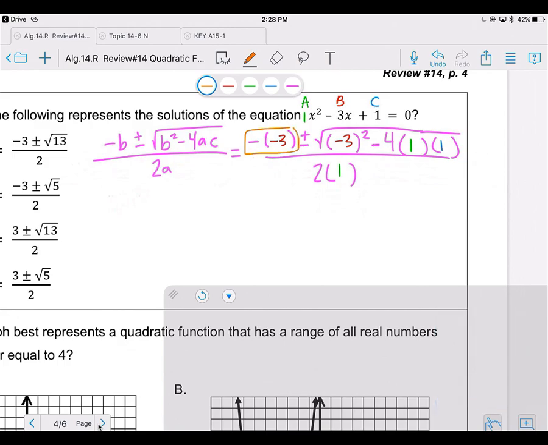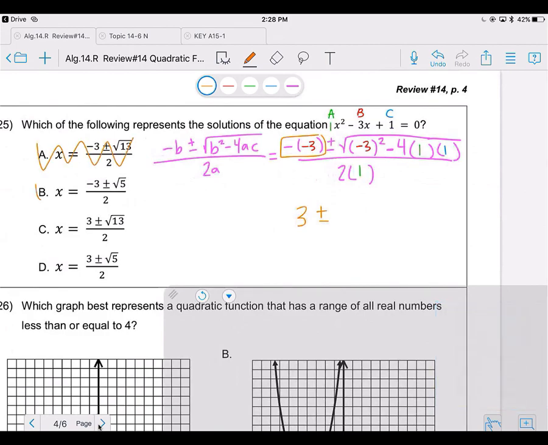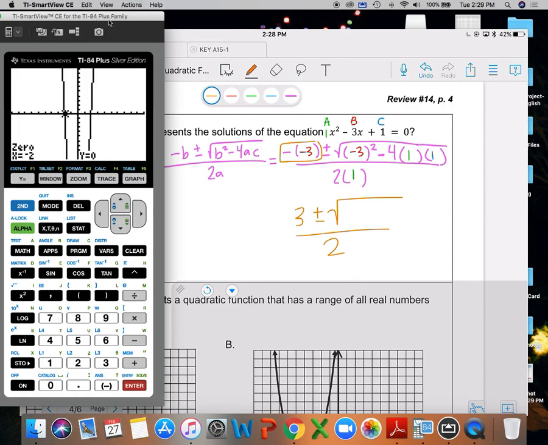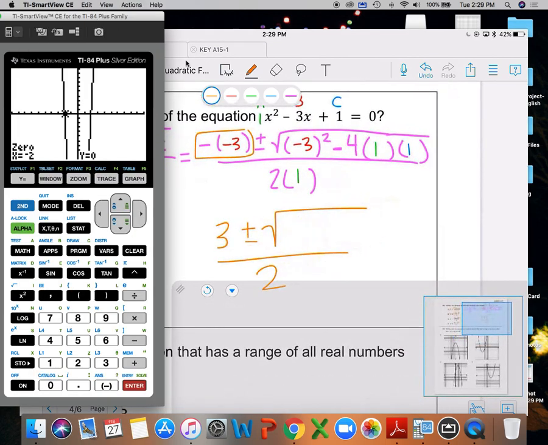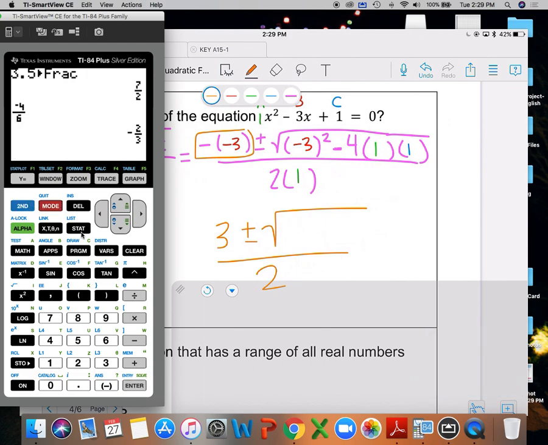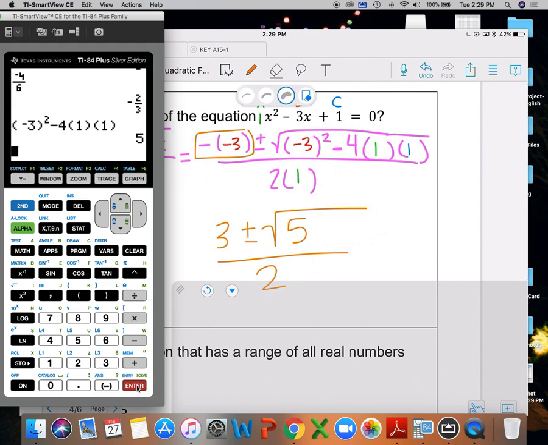So when I simplify, on the top, -3 is a +3, which means I can mark out answer choices A and B because they both had -3s. The only difference between C and D is what's under the square root. Now, I obviously know 2 times 1 is 2. And then to solve what's under the square root, in your calculator, you type what's under the square root without the square root into your calculator. So underneath my square root, I have -3 squared minus 4 times 1 times 1. So under the square root, I should have a 5.